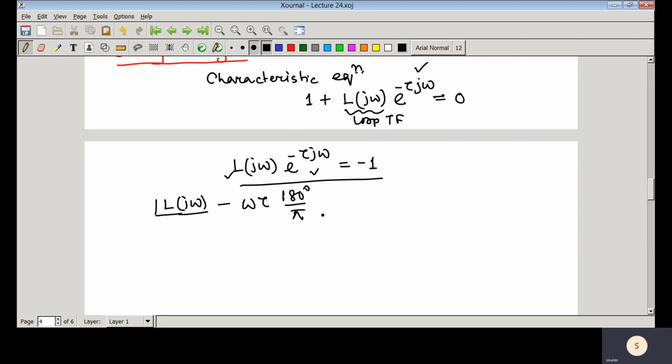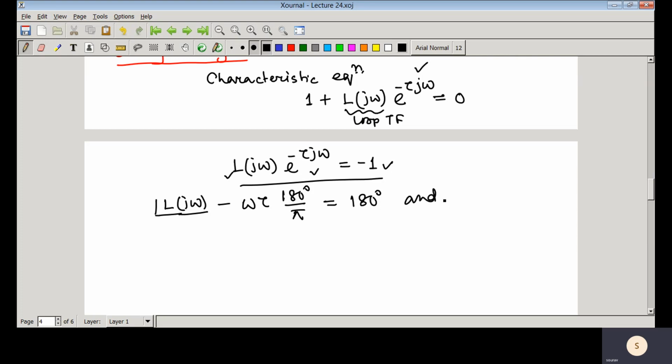That means if we take cos omega tau plus j sine omega tau, minus j sine omega tau, and if you take the tan inverse of that, it would be that omega tau, and that is in radian, and here I have written in degree, so that's why I have multiplied with 180 degree by pi, and as it is minus 1, so it is 180 degree. So this is that phase relation.